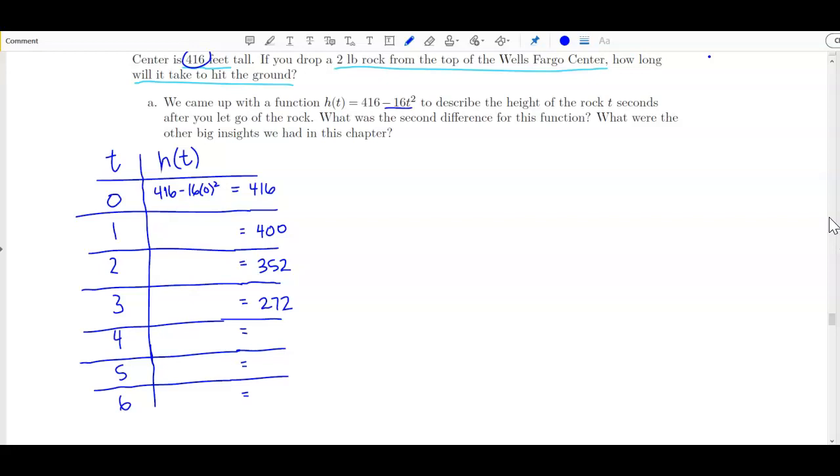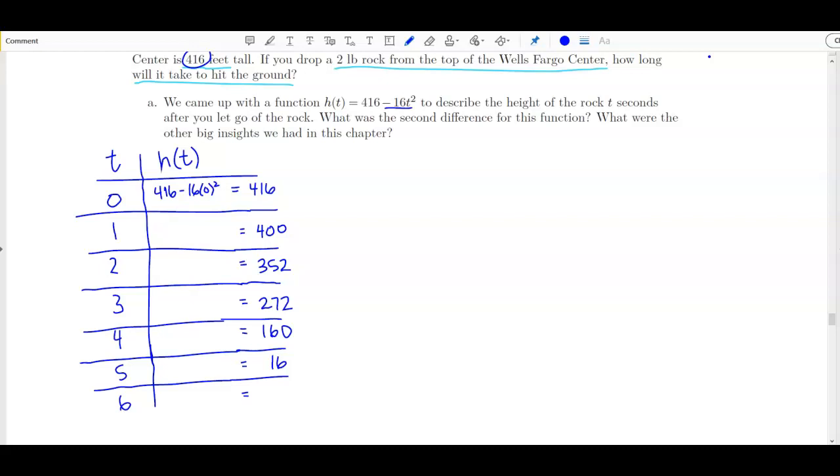I got 160. Okay, 160. And then what else? Let's see, Joe, do you have for t equals 5? 16. 16. Okay, and then t equals 6.